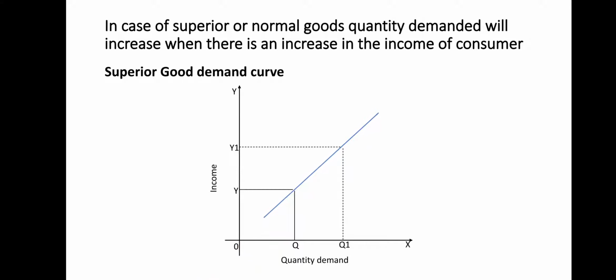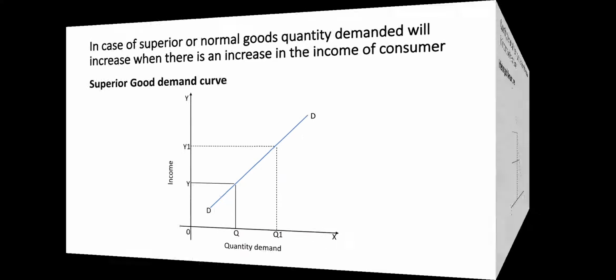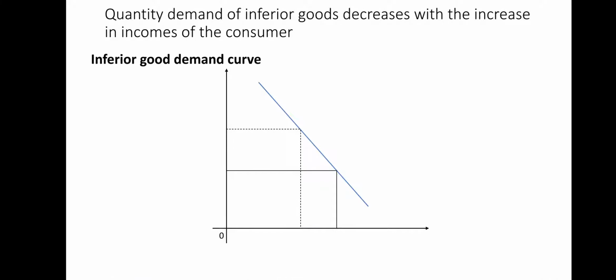So the blue line indicates the demand curve. There is a positively related, left to right upward sloping demand curve. So this is the superior good demand curve, sloping upward from left to right. Now come to the inferior good demand curve. When income of the consumer increases, inferior good demand decreases. When consumer's income decreases, inferior good demand increases. So quantity demanded for inferior good decreases with an increase in income of the consumer.